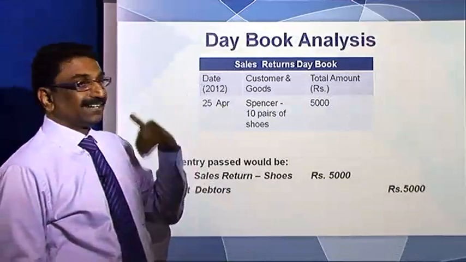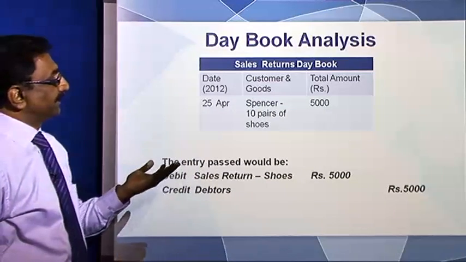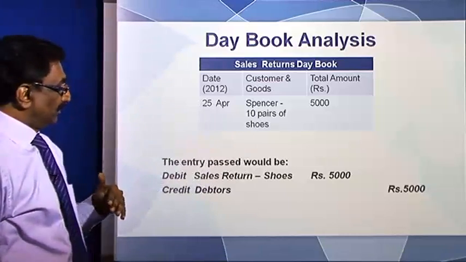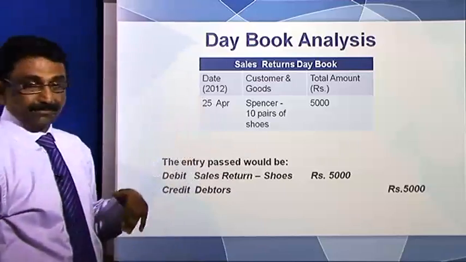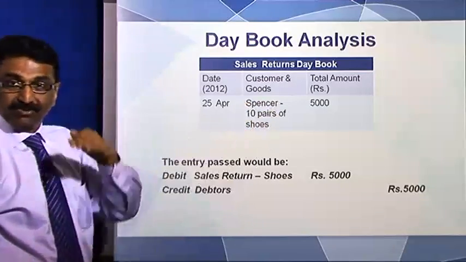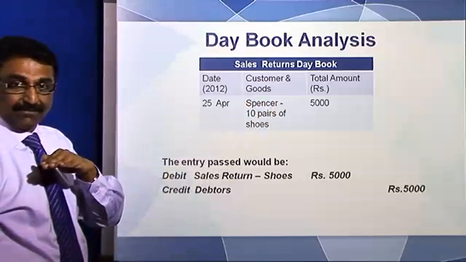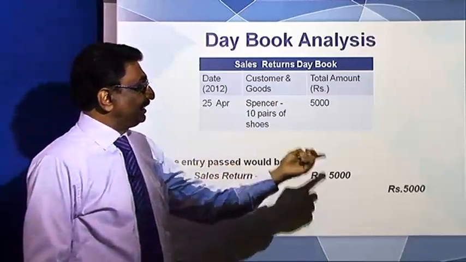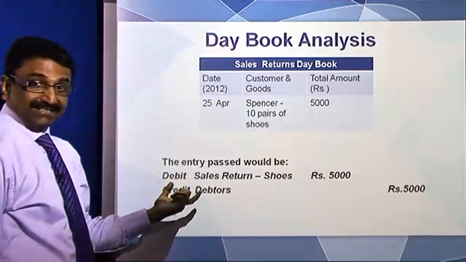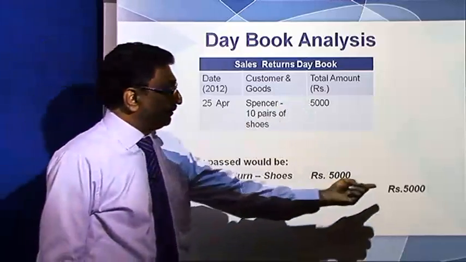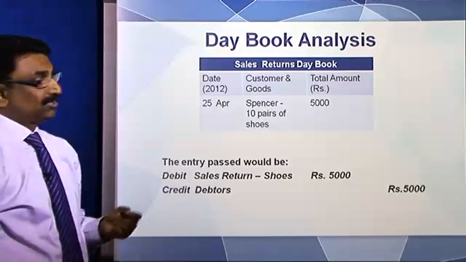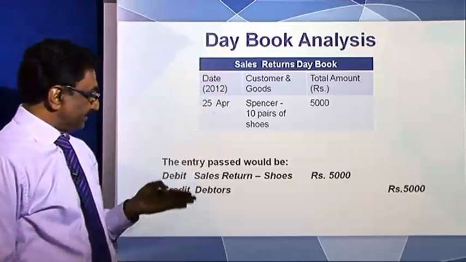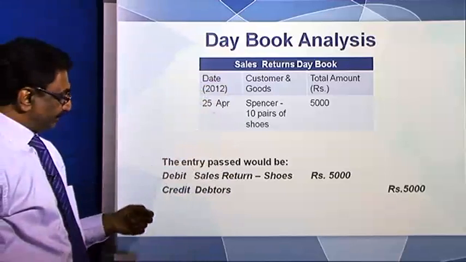Now what happens when a return happens, when you have sold something and it has come back to you? Two things have happened. The sales you have recognized has reduced now, as well as the debtors: the person, in this case Spencer, who has to pay you, or the firm has to pay you a lesser amount. Since the sale has reduced and income has reduced, we debit the income account with the return, and since the debtor, which is an asset, is also reduced, it will be credited with the return amount. So when a return happens after you have sold, the entries are debit sales return and credit debtors.